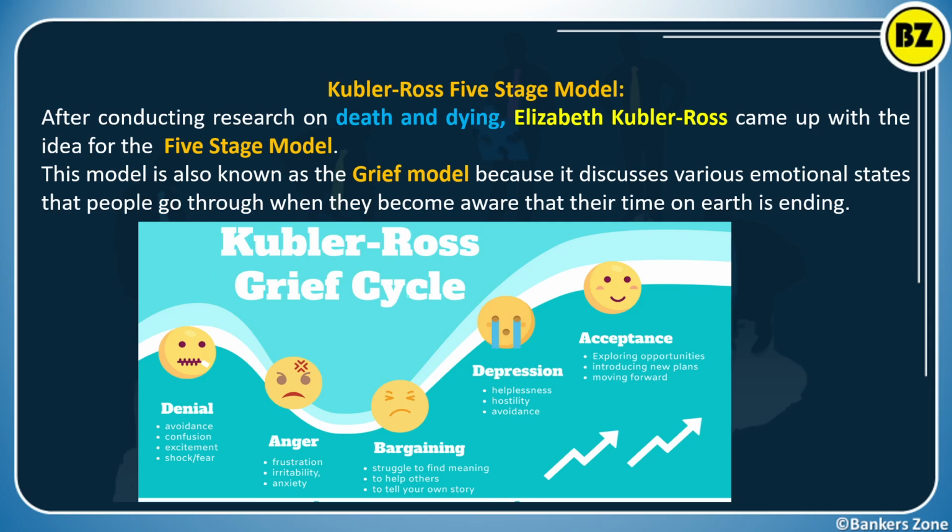See here. First is what? The first stage is denial. Means what? Avoidance, confusion, excitement, shock. If you know you are going to die, you deny: how will I die? I will not die. That is the denial phase. You are trying to avoid it. There will be confusion. There will be excitement of death, and shock and fear also.